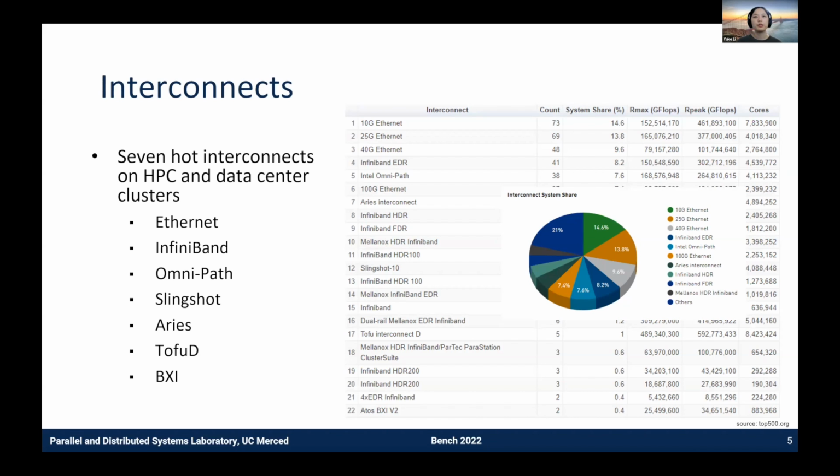In addition to the traditional Ethernet, multiple advanced interconnects have been developed in recent years. We surveyed 7 well-used interconnects on clusters and data centers based on open source materials, which include the conventional interconnects like Ethernet, InfiniBand, OmniPath, Slingshot, and some proprietary interconnects such as TOFU-D and VXI.